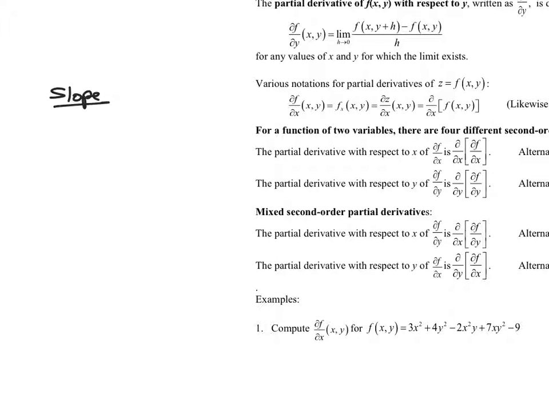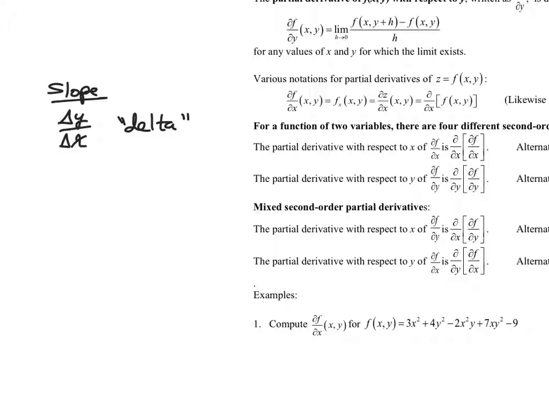the general slope formula, delta y over delta x. That's capital delta. Now, that slope is specifically over an interval. All right, so slope over an interval.